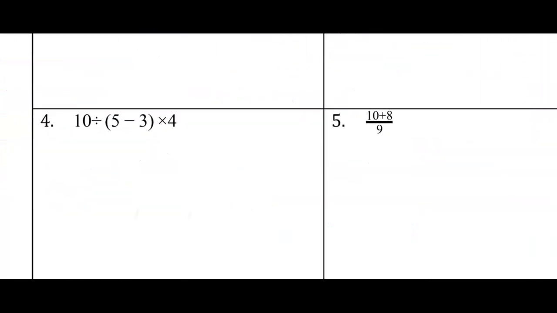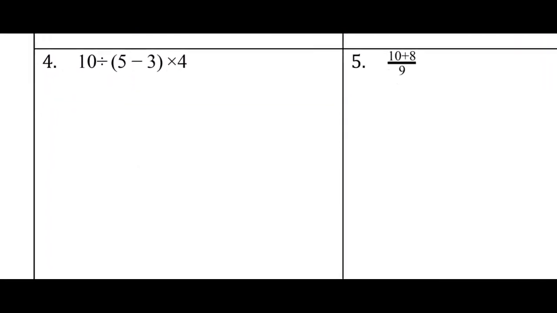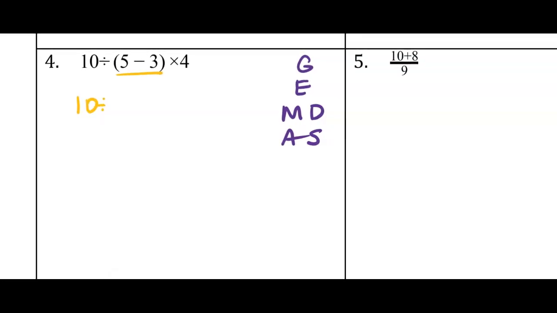Let's look now at number 4. Once again, I'm going to write out my letters. So now, do I have any grouping symbols? Well, this time I do. 5 minus 3 is a grouping symbol. So 10 divided by 5 minus 3 is 2 times 4.